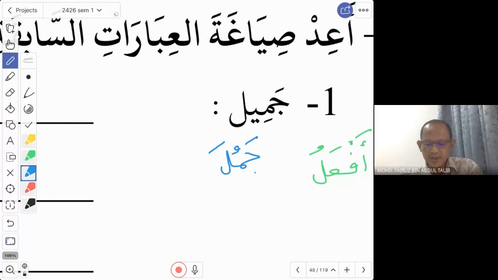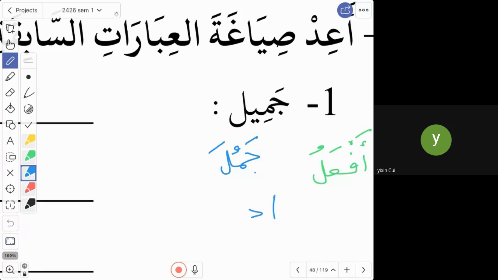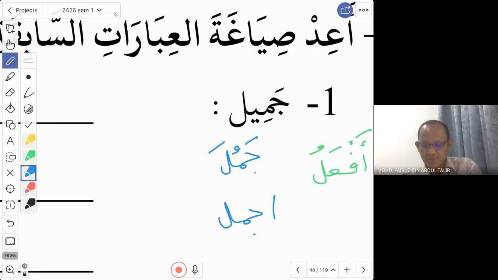So from here, you change to af'al. So it becomes alif. Ajmalu. Yes, ajmalu. Good. So you just add alif and it becomes ajmalu. So here there are two things that you need to do. First, find the root word. But once we have practiced this, you will immediately know what is the root word. Jamila, jamil, jamula. Okay, jim, mim, lam. And then the second one is change it to af'al, ajmalu. Okay, that is the first word.